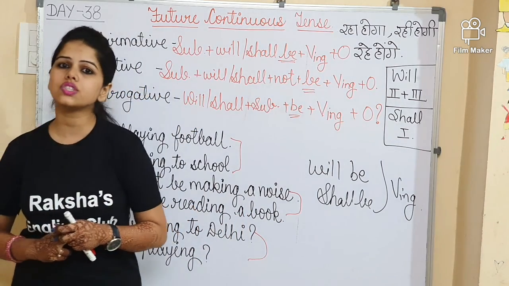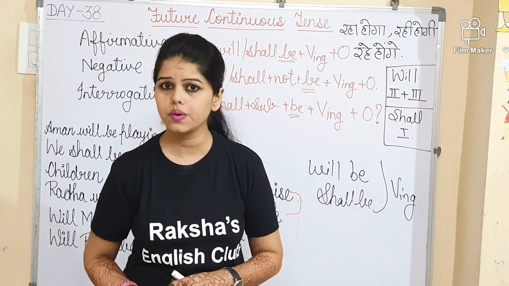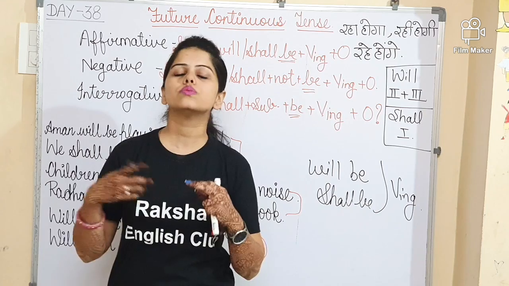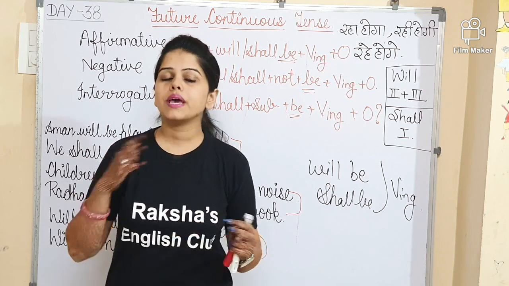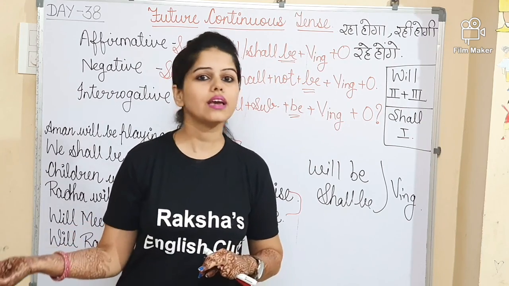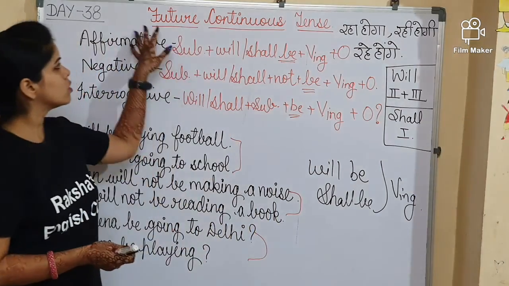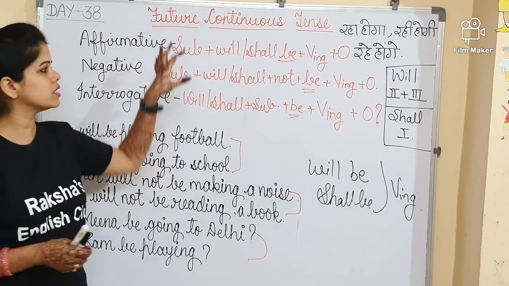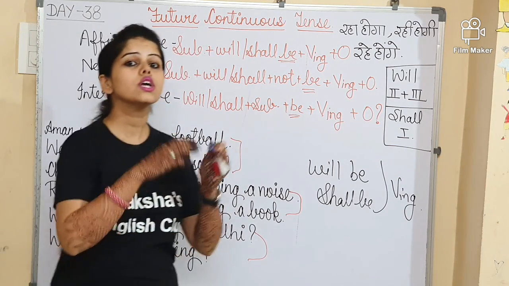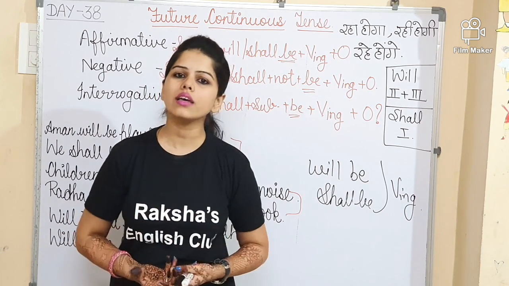And the second condition is when we are guessing something, jab hum kisi cheez ka anumaan laga rahe hain. Okay, I will be going to market. Main bazaar ja rahi hongi. I am just guessing it. Maybe I would be going. Okay, so agar jab hum anumaan lagate hain, then also we use the future continuous tense. We use this structure to express our activity, to express our views.